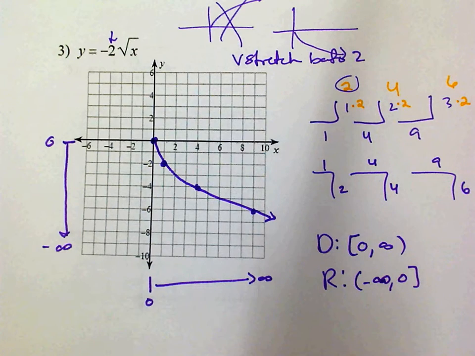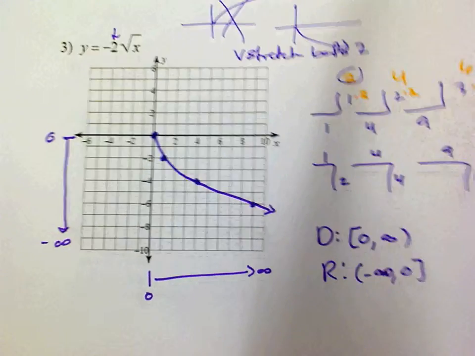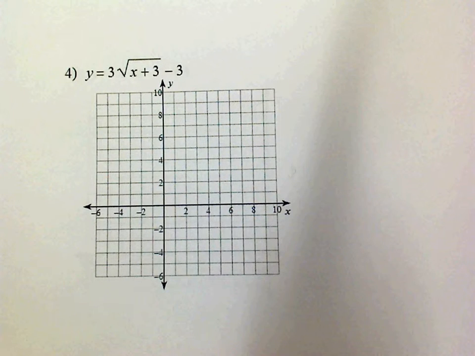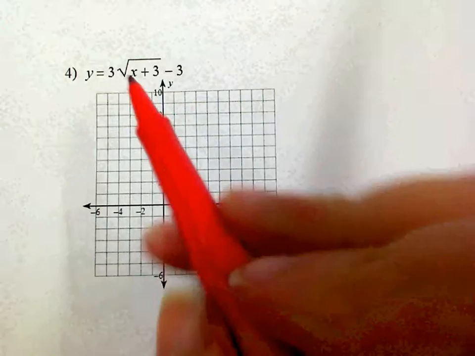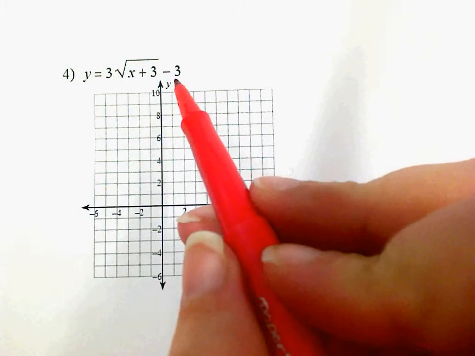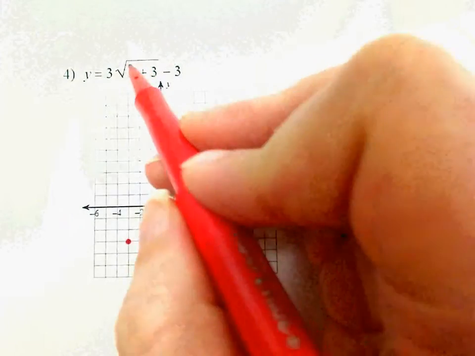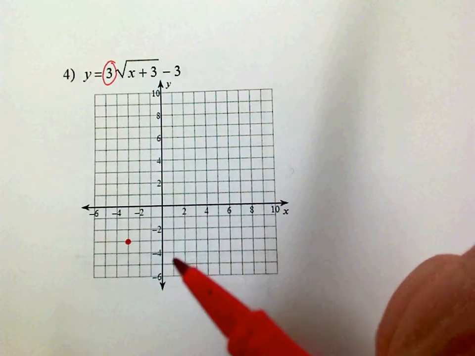Alright, number 4. I'm going to go to the left 3, and then I'm going to go down 3. I'm going to go left 3 and down 3. And then this number on the outside is a vertical change. It's a vertical stretch by a factor of 3.